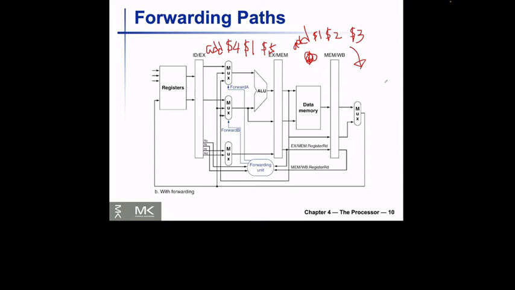So if the RD of this instruction is the same as RS or RT here, there will be a data hazard. That's case 1. Case 2 is if the RD here is the same as the RS or RT here, there will be a data hazard. So this forwarding unit needs to take not only the RS and RT at this stage, but also the RD at this stage and the RD at this stage. That's why we have two RD inputs here and RS and RT inputs here. All right, so that's how we detect a data hazard.